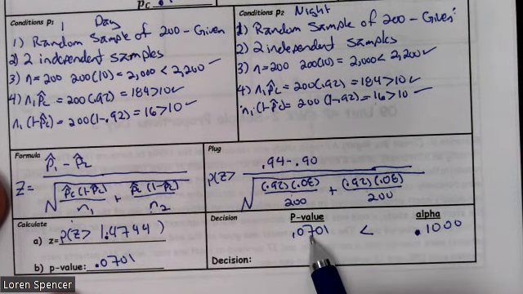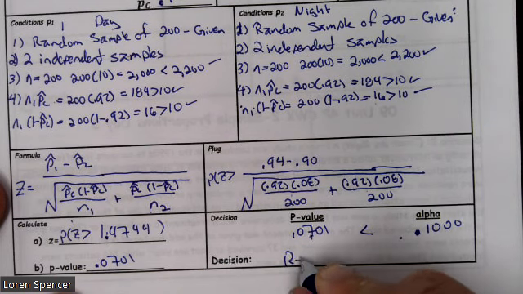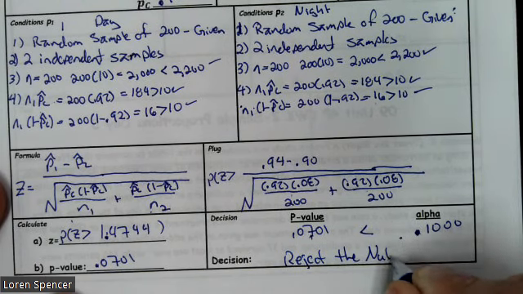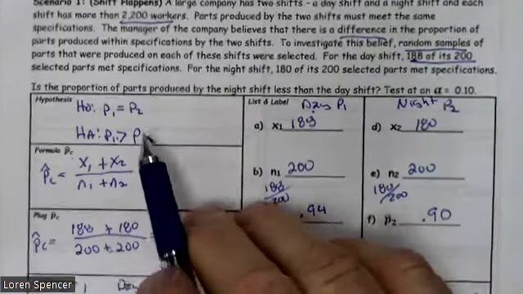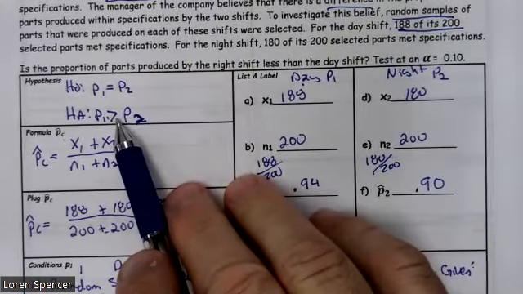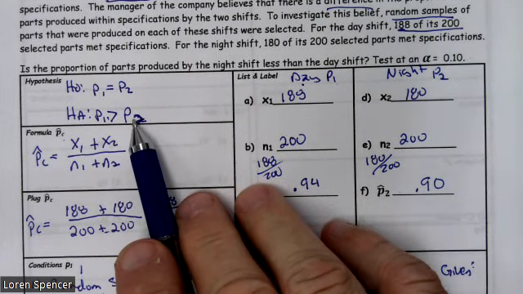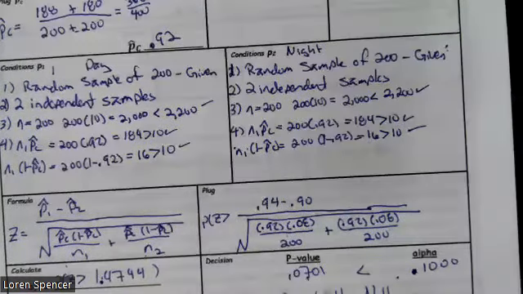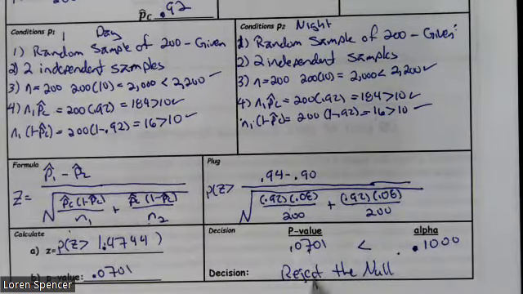So this is less than, 0.0701 is less than 0.1000. So our decision is to reject the null. So in this case, we believe the proportion of parts that meet specification for the day shift is greater than the night shift. All right, we don't believe that they're equal. We believe that the day shift creates more parts that meet specification.